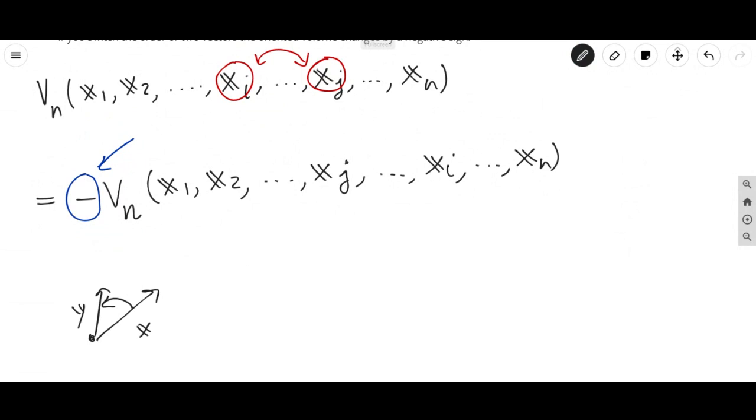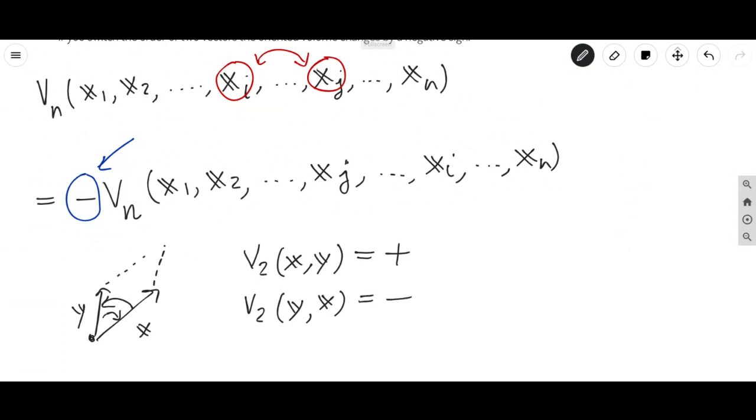But if you have x first, so if you have v2 of x comma y, in this picture, this will be a positive number. It would be the positive area of the parallelogram, because you can travel from vector x to vector y in a counterclockwise way. But if you do it the other way around, if you try to travel from y to x, if you flip them, you can see that now to travel from y to x, you have to travel in a clockwise way. And so you're changing the orientation, and now you're going to get a negative answer. So that's the way it will look in 2 dimensions.